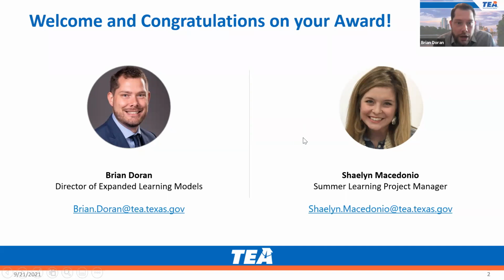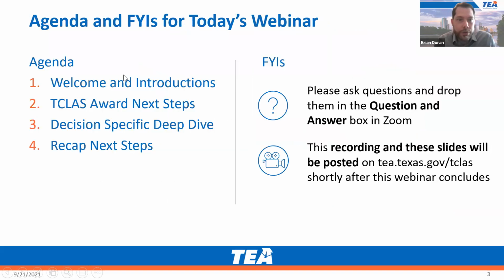Great. So today is pretty straightforward. We started with welcome and introductions. We're going to then get into some TCLAS award next steps, so the meat of how to make sure that you're getting your grant funding that you're awarded. We'll then jump into decision specific deep dive, so more about Decision 7, and then we'll recap those next steps.